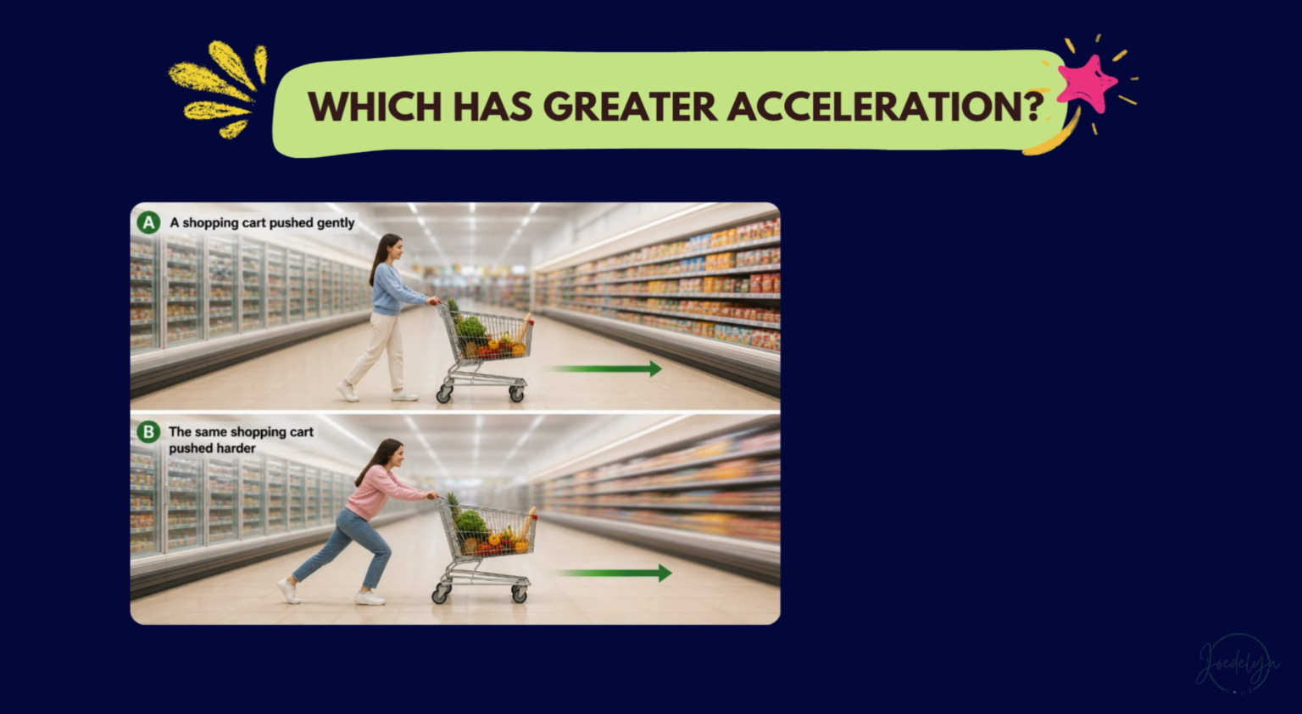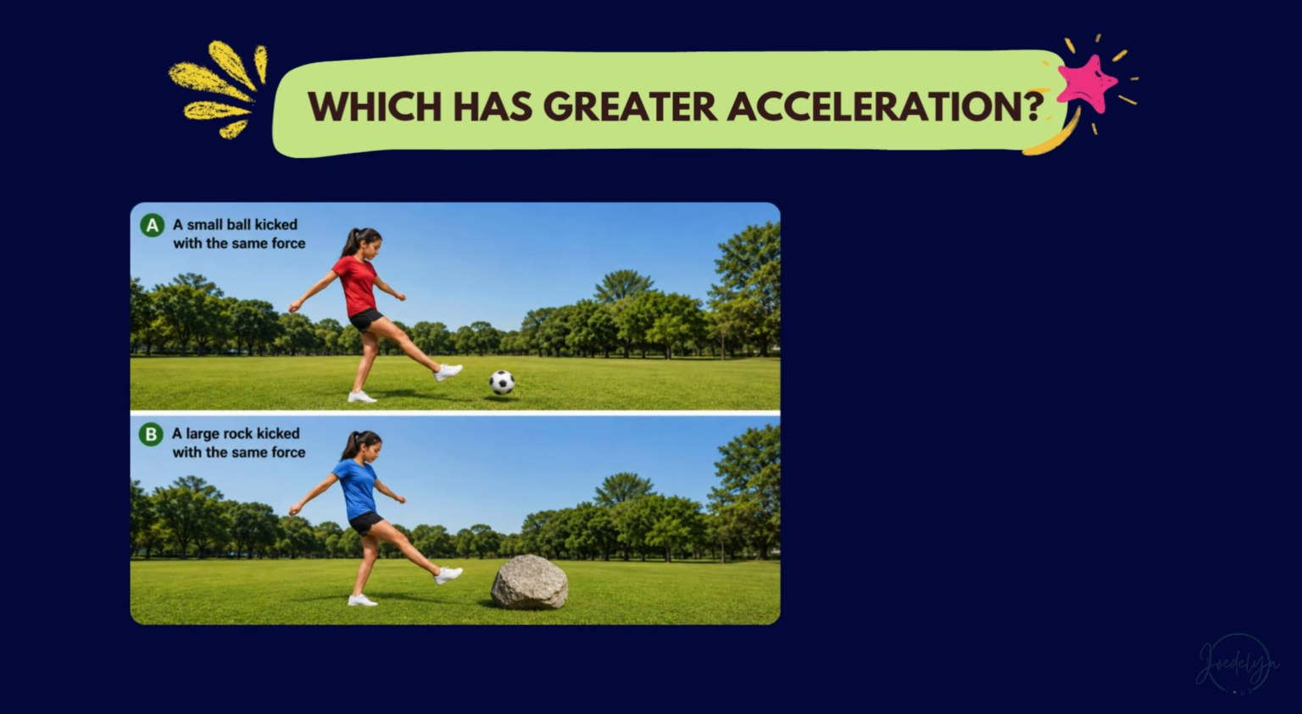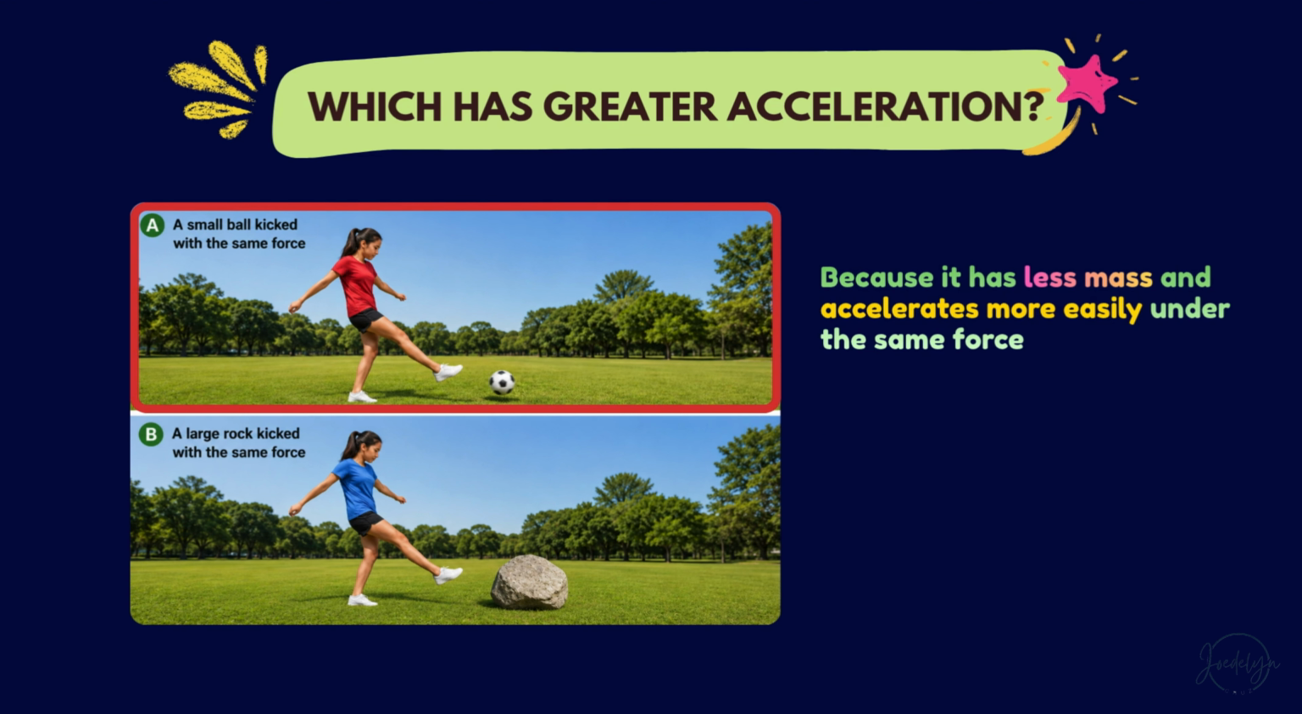Number 2, A, the same object pushed gently, or B, the same object pushed harder. The answer is B, because greater force produces greater acceleration. Number 3, A, a small ball kicked, or B, a large rock kicked with the same force. The answer is A, because it has less mass and accelerates more easily under the same force.